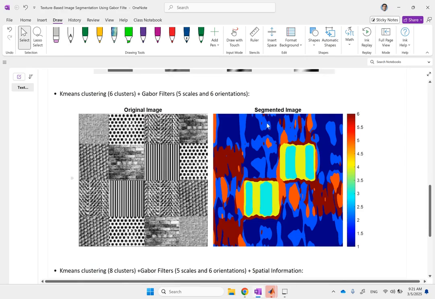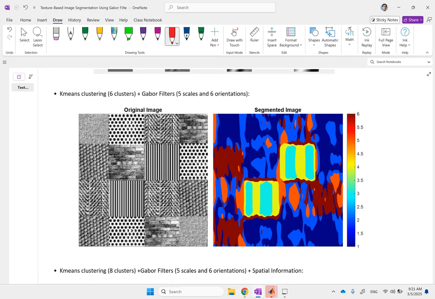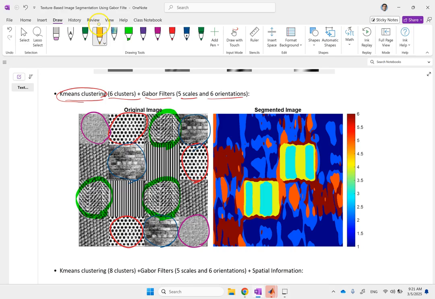So here is a sample work where 6 clusters are applied with K-means clustering and Gabor filters with 5 scales and 6 orientations. And why 6 clusters? Because there are 6 types of textures here. So this is one group of texture. The next group of texture is this one, which you only have 2 of, right? So let me color them for you. Then you have this group here, right? Then you have this group. Then you have this one.